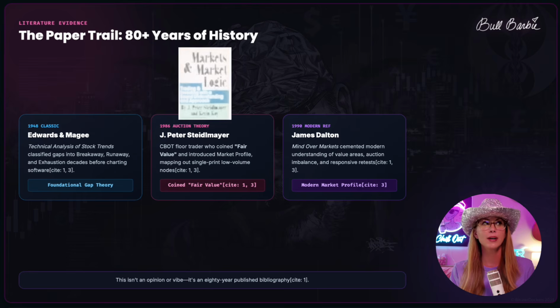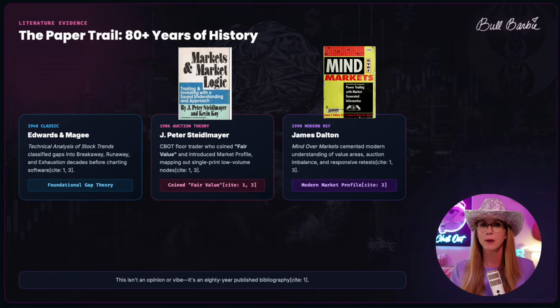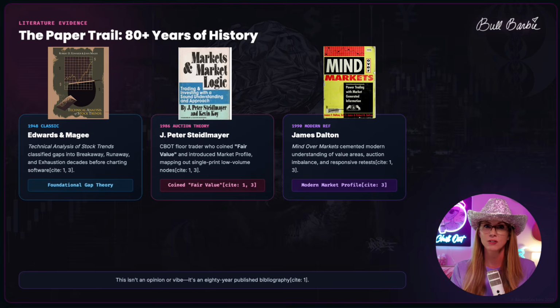Steidlmayer's own book, Markets and Market Logic from 1986, lays out fair value and auction theory in full. Mind Over Markets by Dalton and Jones is still the standard reference on market profile today. And if you want to go back even further, Edwards and Magee's Technical Analysis of Stock Trends from 1948 already had gap behavior classified into types: breakaway, runaway, and exhaustion. Also still concepts we're using today. But decades before a candle chart ever was loaded on a laptop, these guys were already working on this stuff.